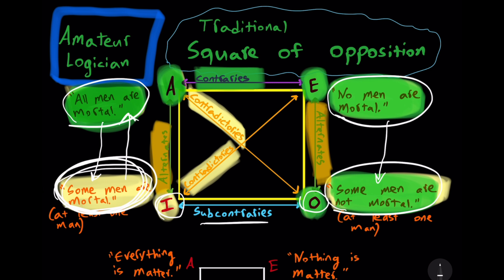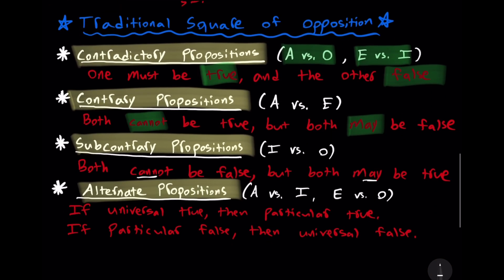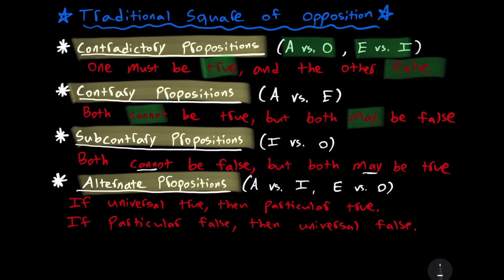We might say that truth moves downward from A to I, or from E to O, and falsity moves upward from I to A, or from O to E. However, truth doesn't move upward, and falsity doesn't move downward. So if all men are mortal is true, then some men are mortal must be true. Conversely, if all men are mortal is false, then some men are mortal is indeterminate. So with alternate propositions, A versus I, E versus O, if the universal is true, then the particular is true. If the particular is false, then the universal is false.